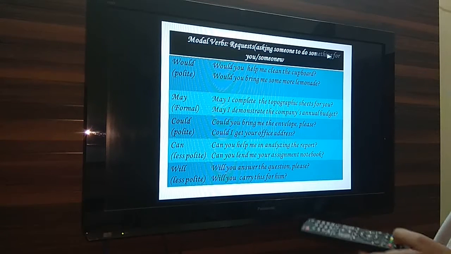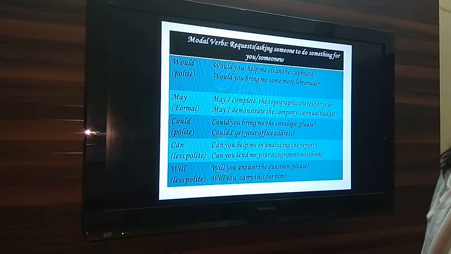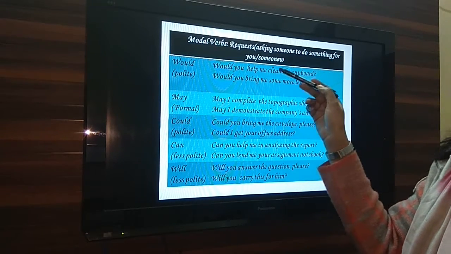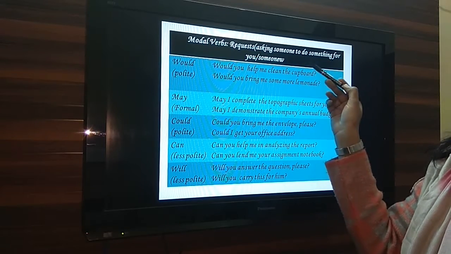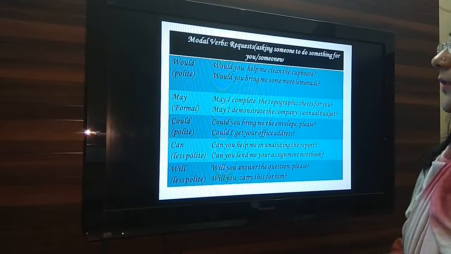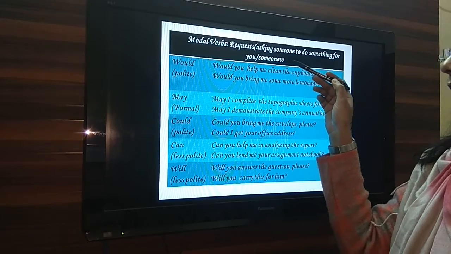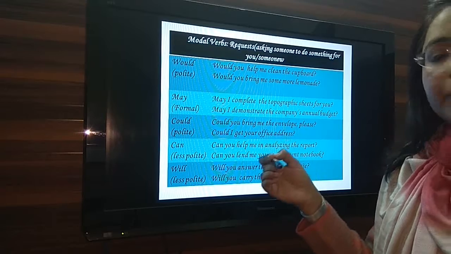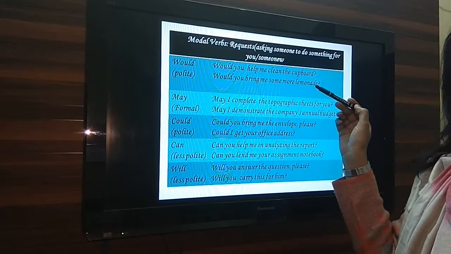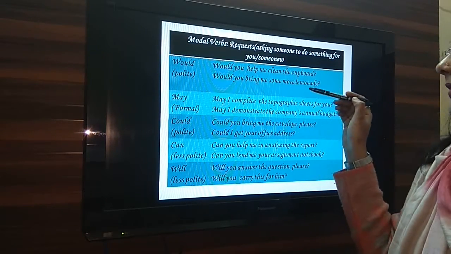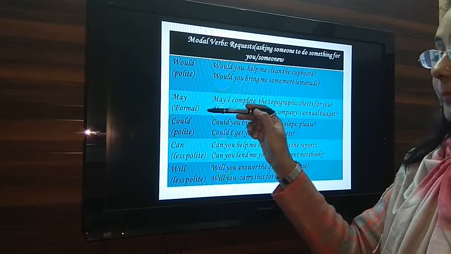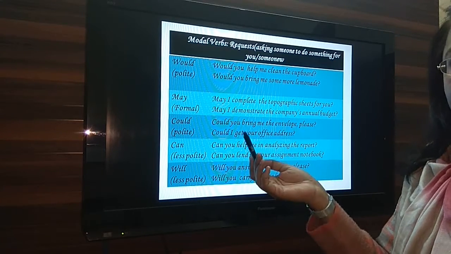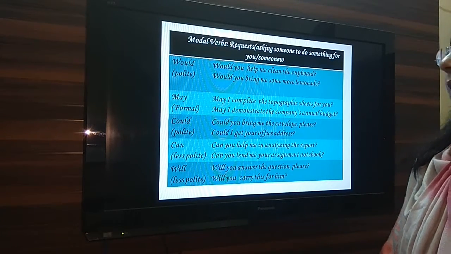Another thing, short review: modal verbs generally request asking someone to do something for you or someone. Again, here is a typing error. Someone, it's someone. Would. When you are being very polite, you say, would you help me clean the cupboard? You use would. Would you bring me some more lemonade? Next, may. It's used when you are making formal requests in offices or at professional places.